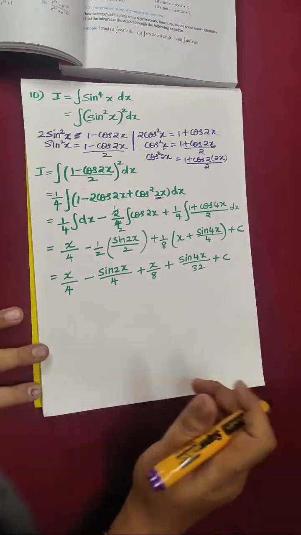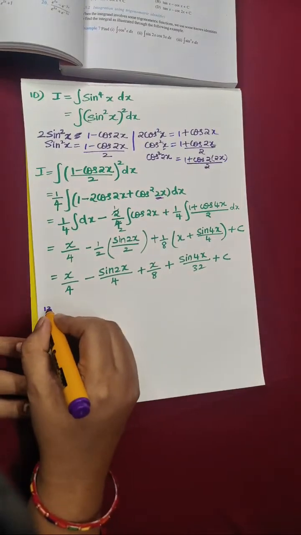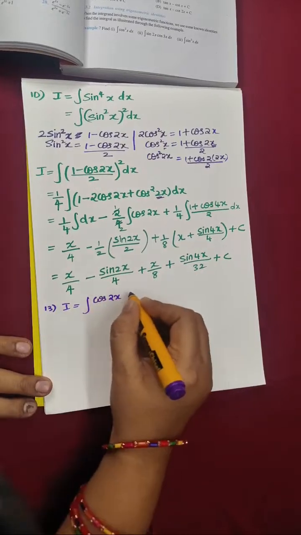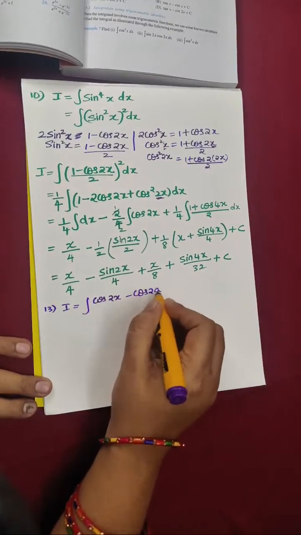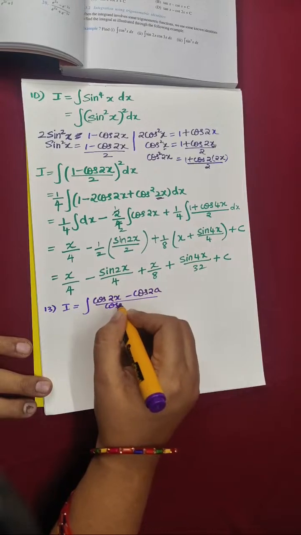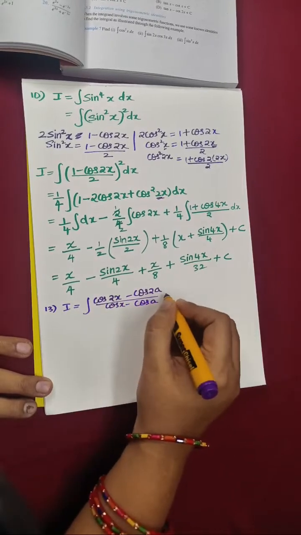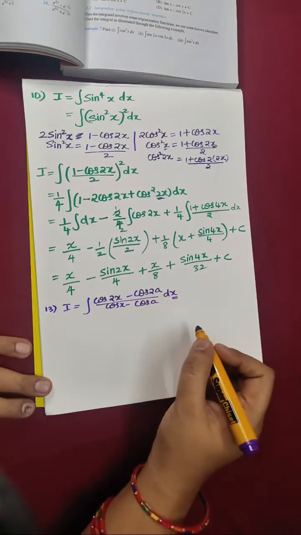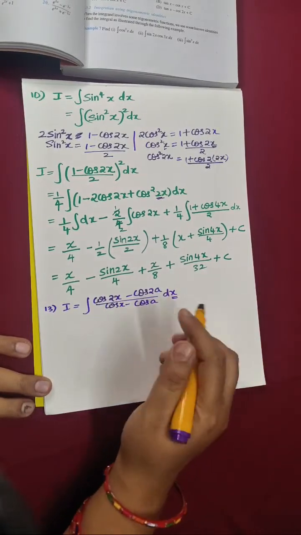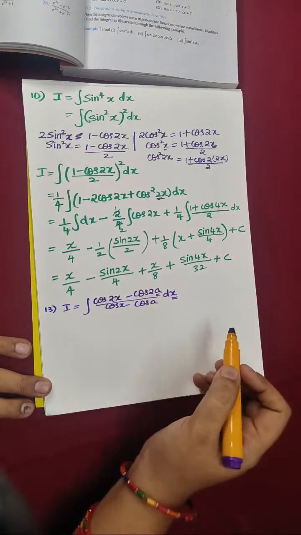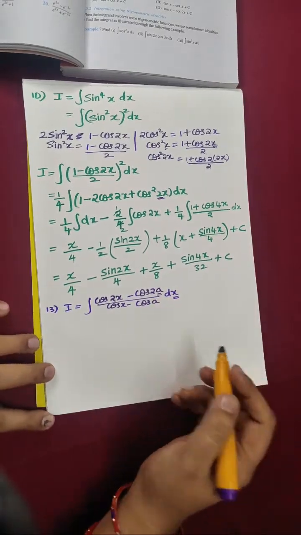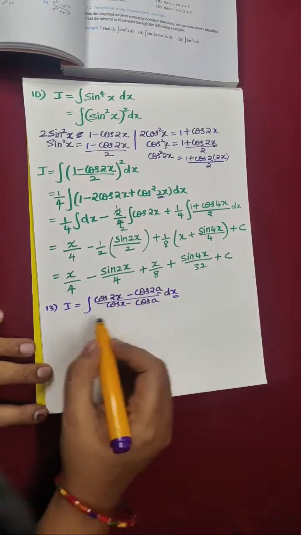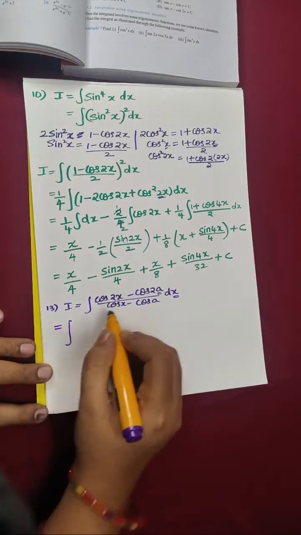And question number 13. Similar question. So you have cos 2x minus cos 2a by cos x minus cos a dx. So here you have to check what is the integrating variable. Since it is x, you can treat this a as the constant. That is for our additional information. Only this we will take into care. And before simplifying, we will replace the formula.